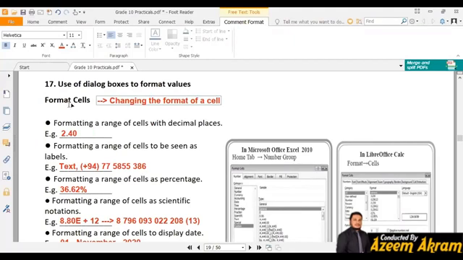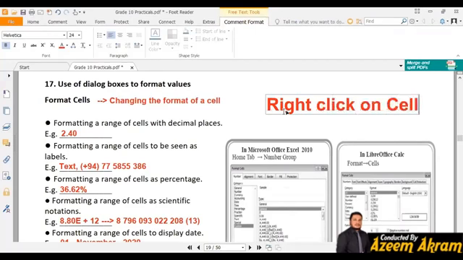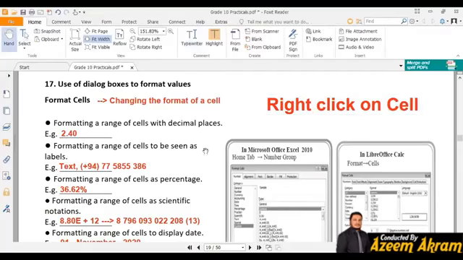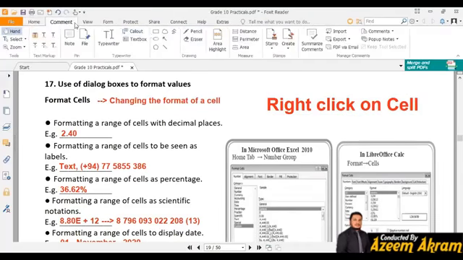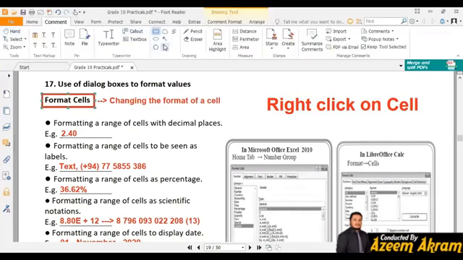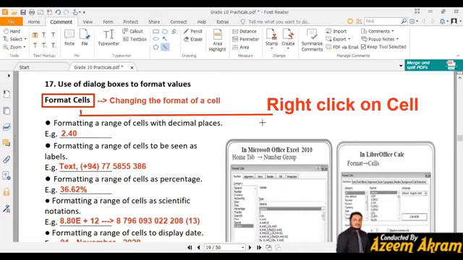So how do you get this format cell? So simple. What you have to do is right click on a cell. So remember, if you right click on a cell, you can get format cells. So simply what you have to do is right click on a particular cell. Remember this method only you have to follow once you want to get the format cell. So right click on cell.